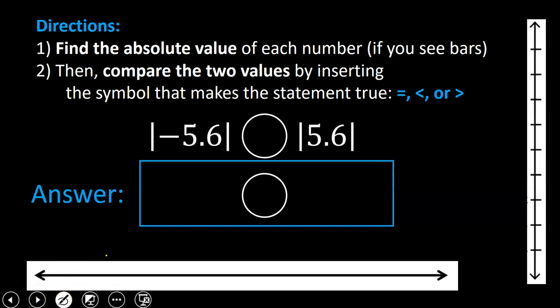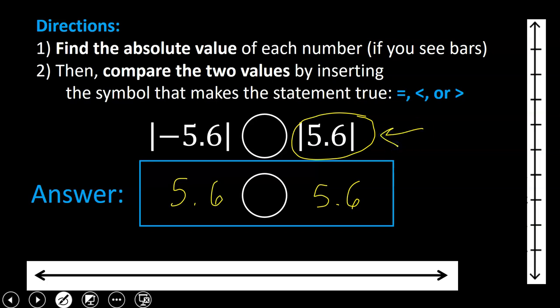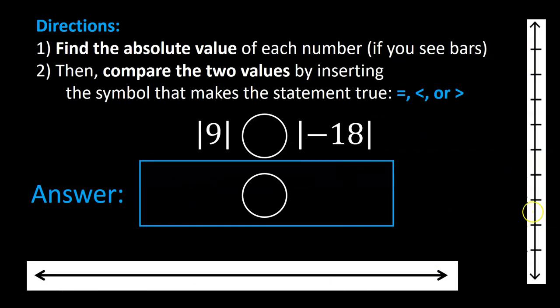So -5.6, this is the absolute value of -5.6. Well, -5.6 is 5.6 away from 0. Now we're going to take the absolute value of +5.6. Well, +5.6 is also 5.6 away from 0. Basically, absolute value makes the number positive, or if it's already positive, it will stay positive. So these two are equal. Now these number lines are here in case you need them. With this problem, I didn't think we needed it, but if you ever need it, I added a vertical and a horizontal on every one of these problems.